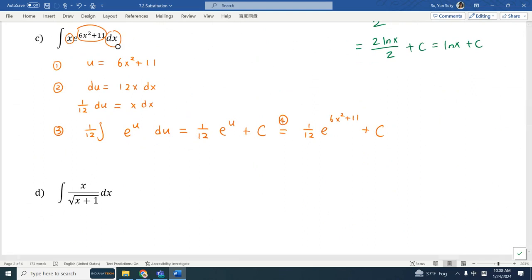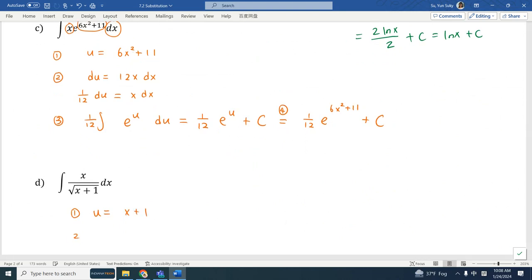What is the u? What's the inner function? It's x plus 1 to the 1/2. Do we include the 1/2? Inner function inside. Okay. Yeah, so we don't need to include the power. So u is x plus 1.